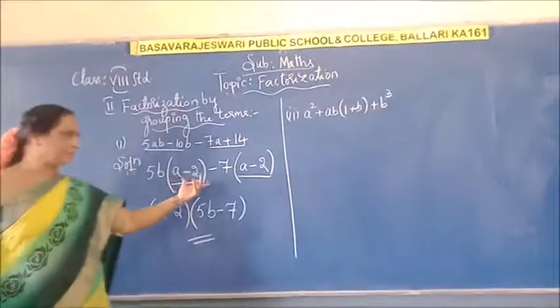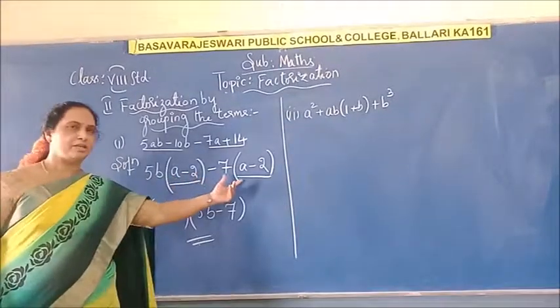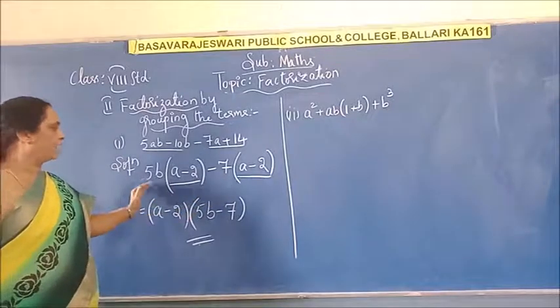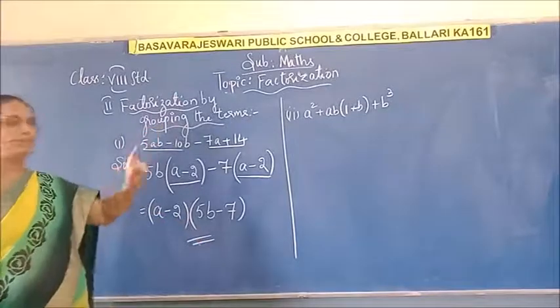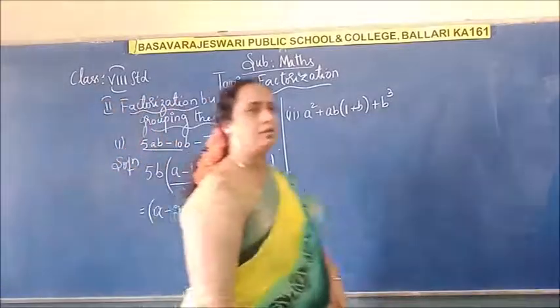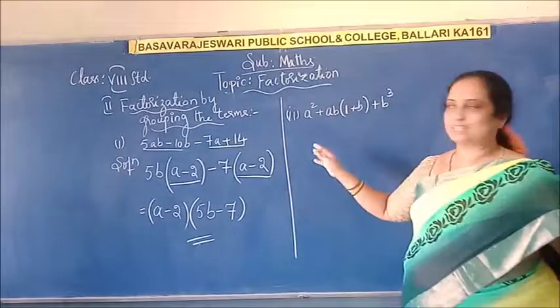So again in this expression, A minus 2 is common. What are the remaining terms? 5B minus 7 is remaining. This is factorization by grouping the terms. So next, let me go to the next example.